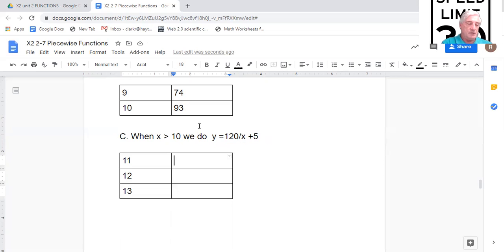For 11: 120 divided by 11 plus 5 is equal to 15.9. 120 divided by 12 is 10, and 10 plus 5 would be 15. And 120 divided by 13 plus 5 is equal to 14.2.